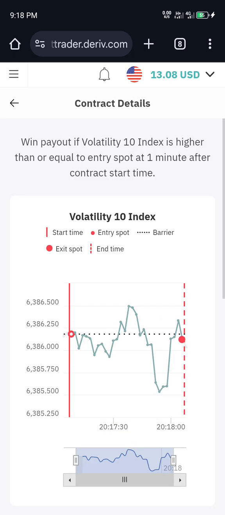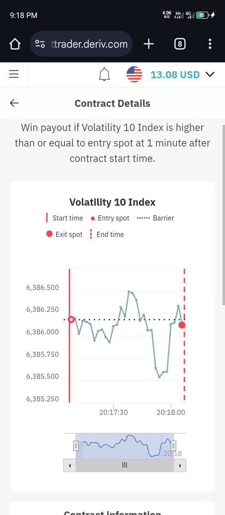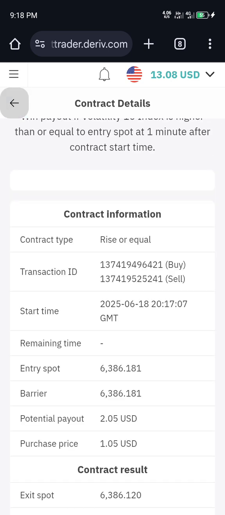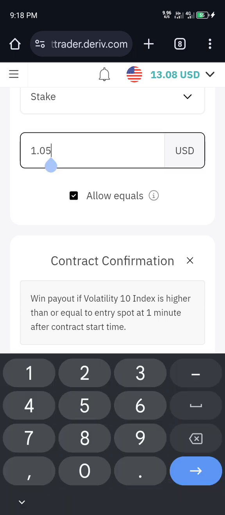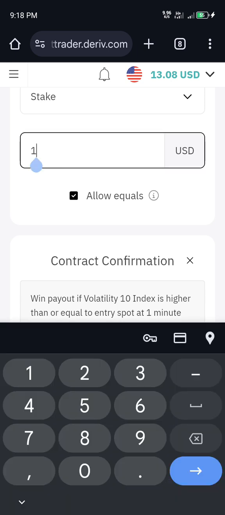You see, it was really fluctuating. Then we move to the third stage. Third stage of this trading is $2.10.